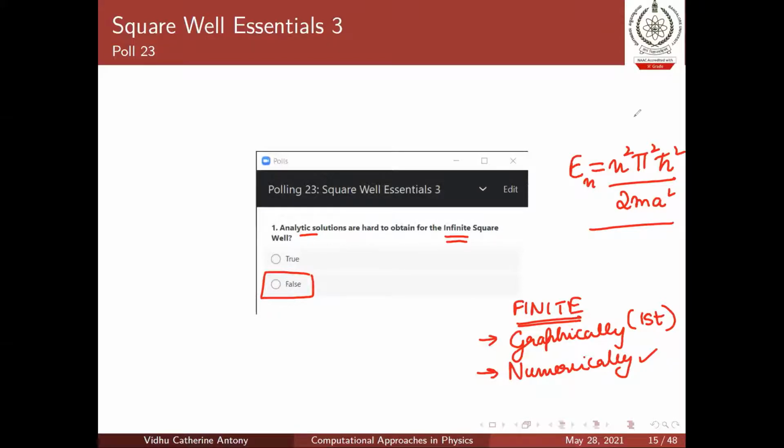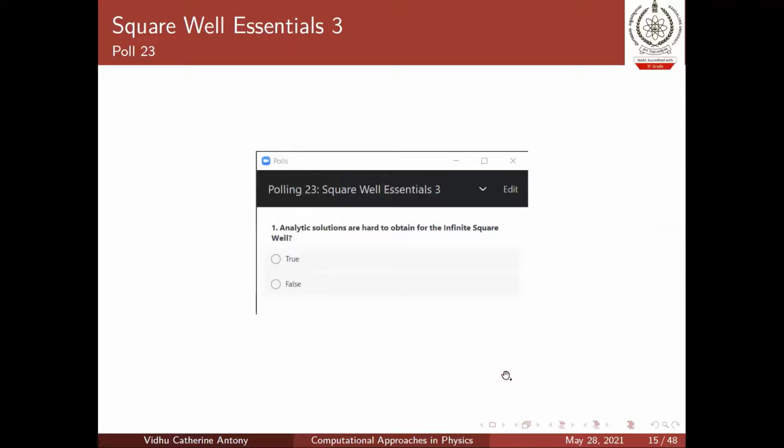Somebody in your class told me true or false questions are very hard to answer, because if you alter a small thing in your true or false question, you end up having issues. So what we've been discussing is finite, and if I make it infinite, it becomes very hard. So this is true: if I say that analytic solutions are hard to obtain for the finite square well, it is true.